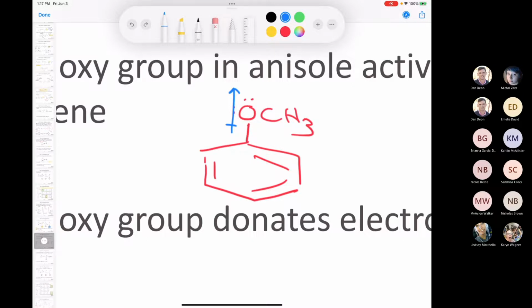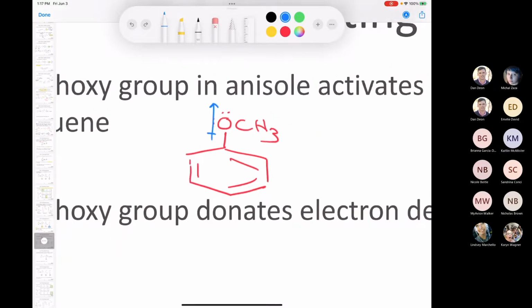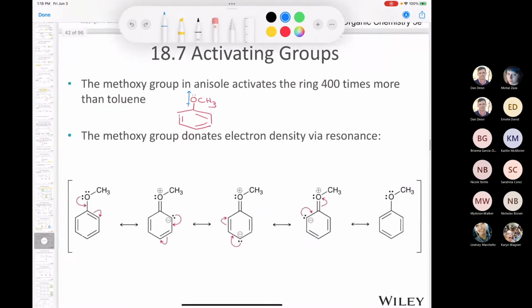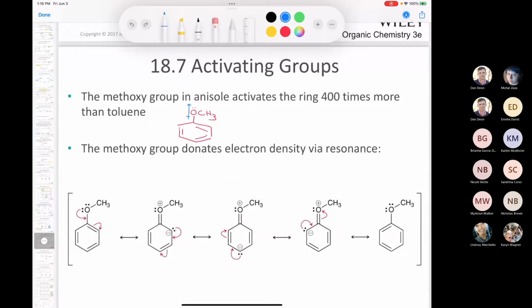Why? Because not only do we have to consider the fact that the oxygen is inductive and can withdraw electron density through induction, it actually donates electron density via resonance. Check it out. You can see all of these resonance contributors down here. Actually, sorry, there are only 3 shown here. But anyhow, we have anisole, and then we have 3 additional resonance structures that we can draw for the resonance hybrid. And what do you notice?